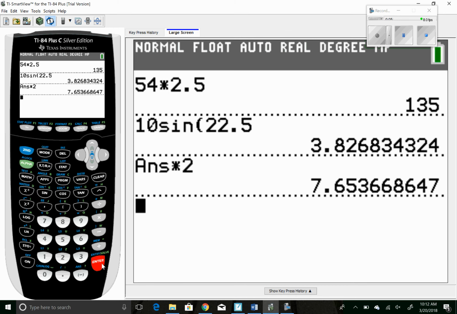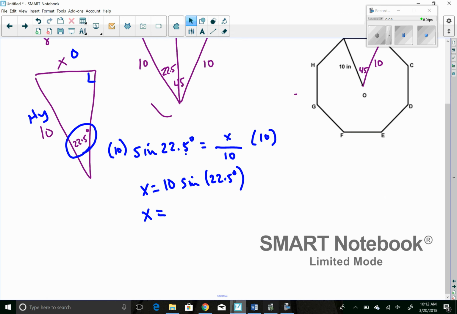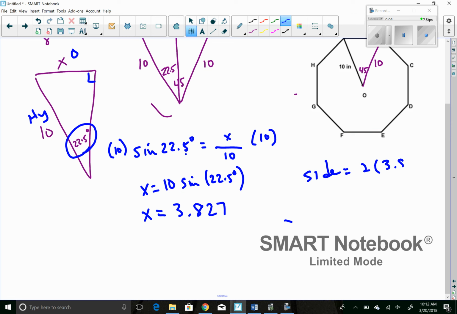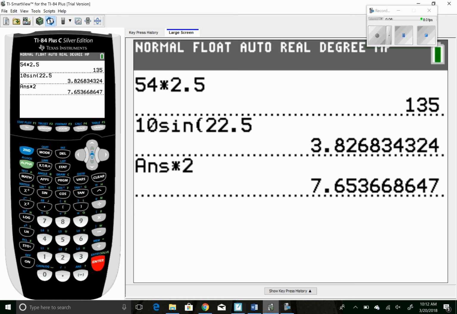So if I go back here to my notes, I know that the sine was 3.827. That's the length of half of a side. So we can say one side is 2 times that 3.827. So one side came out to be 7.654.